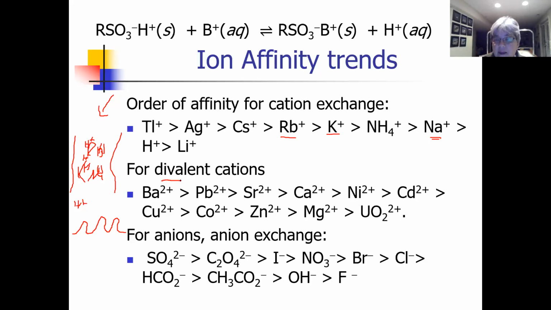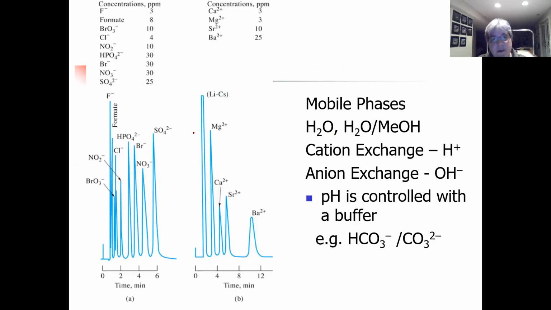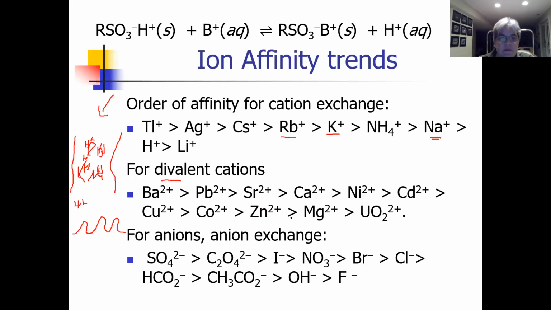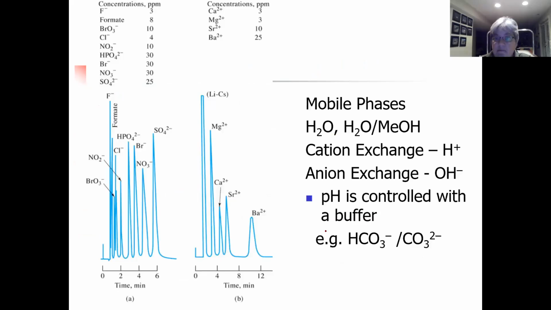The divalent cations always have a bigger affinity than the monovalent, so these will come out later than single charges. Here's a couple of separations using simple cations and anions. Notice those single cations came off first, and then we have magnesium, calcium, strontium. If we go back here, notice magnesium's not there, but here's calcium, then strontium. Oh, there's magnesium. So they come off in that affinity order. Same thing over here for the anions.